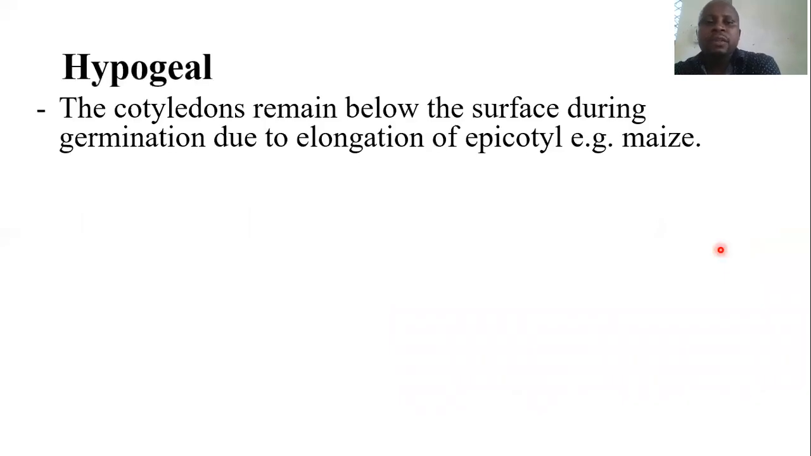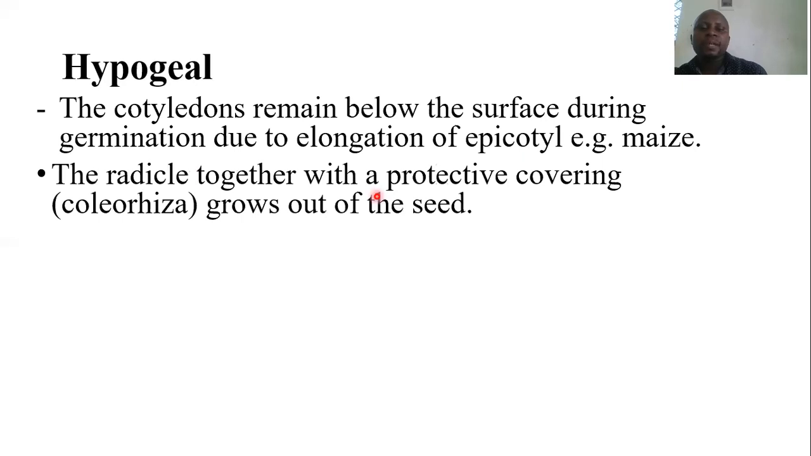We have said that in hypogeal germination, the cotyledons remain below the surface during germination. This occurs due to elongation of the epicotyl, not the hypocotyl as in epigeal germination. So in hypogeal germination, the part which elongates is the epicotyl, for example in maize. So what happens? The radicle, together with the protective covering or coleorhiza, grows out of the seed.